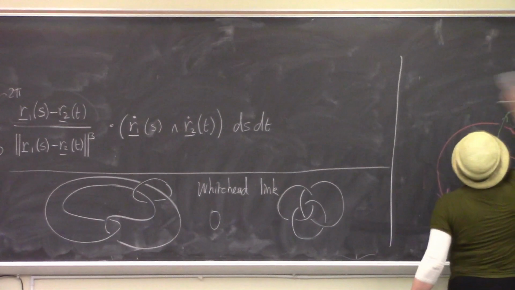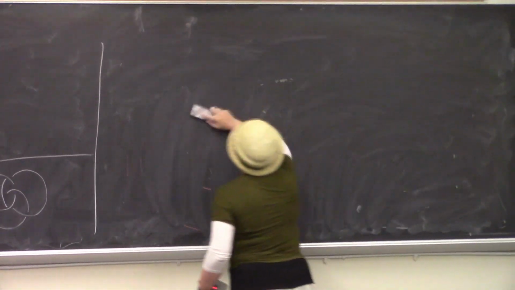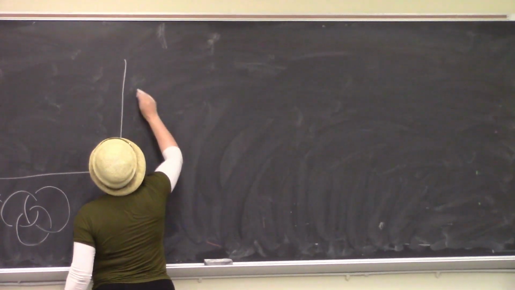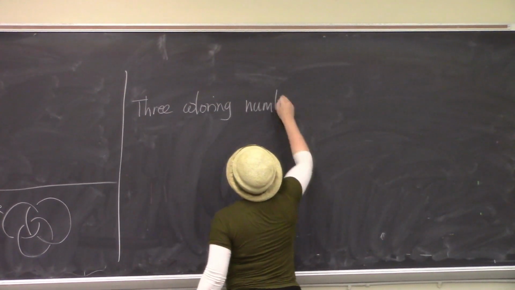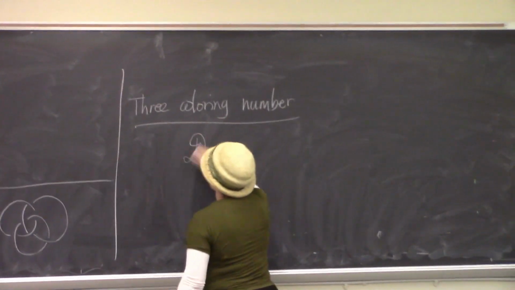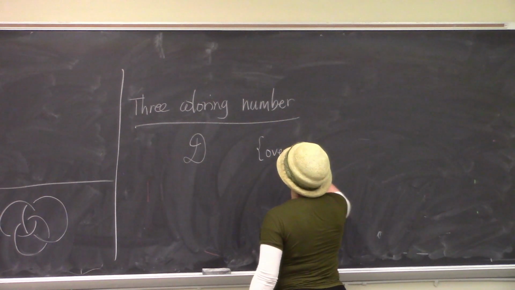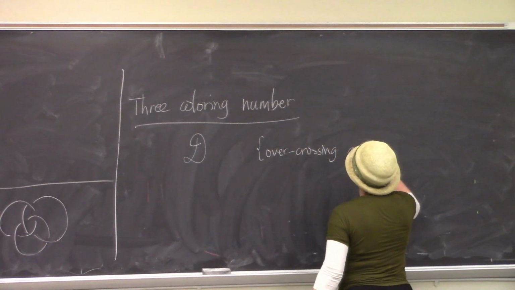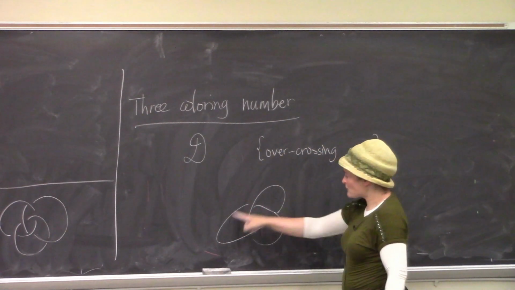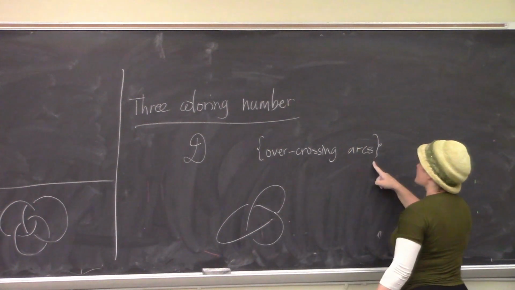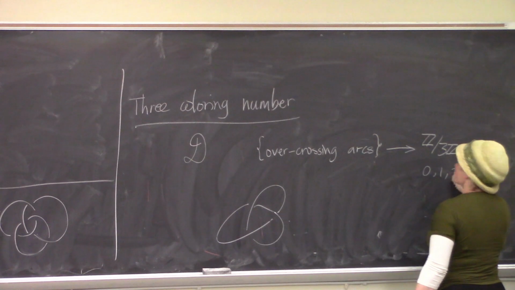Not sufficient. Okay, so what about something that's really not invariant? The first one that gets anywhere is a three-coloring number. So this will be defined, yeah, we're going to use diagrams. Start with a diagram. Take over crossing arcs. So I'm going to take my example here. So over crossing arc means it's limited when it goes under. So we have 3 over crossing arcs here. So we're going to take a set of over crossing arcs in the diagram and map it to modulo 3. So we use 3 symbols 0, 1, 2.